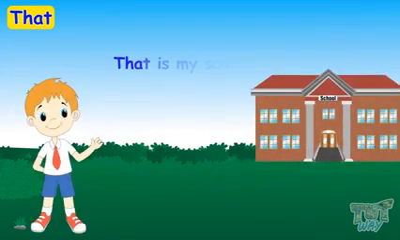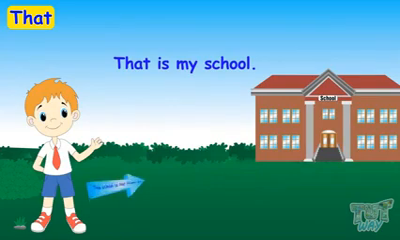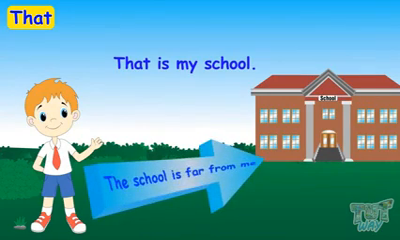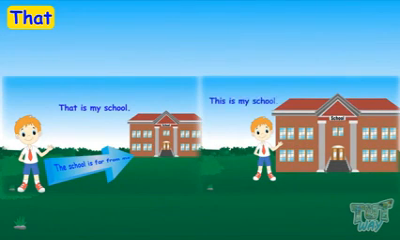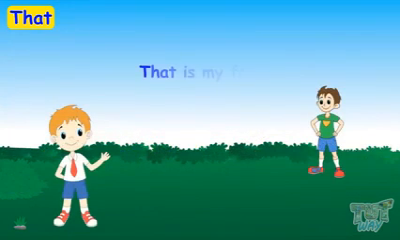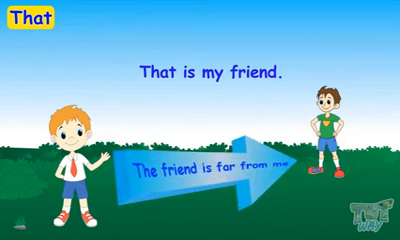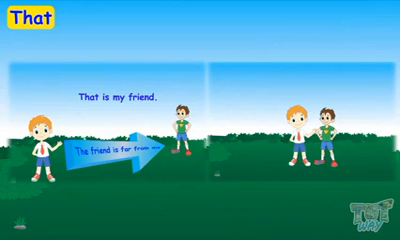That is my school. I am saying that because it is far from me. I would have said this if it would have been closer to me. That is my friend. I am using that because the friend is standing far from me. If he would have been standing near me, I would have said, "This is my friend."